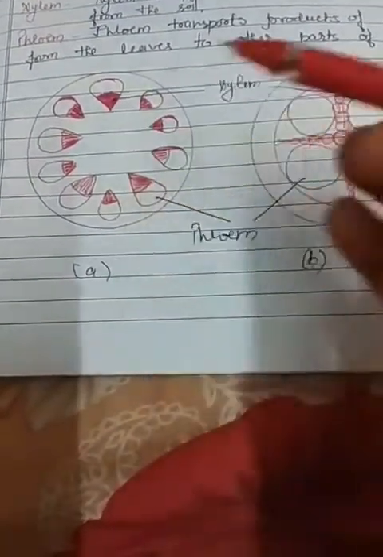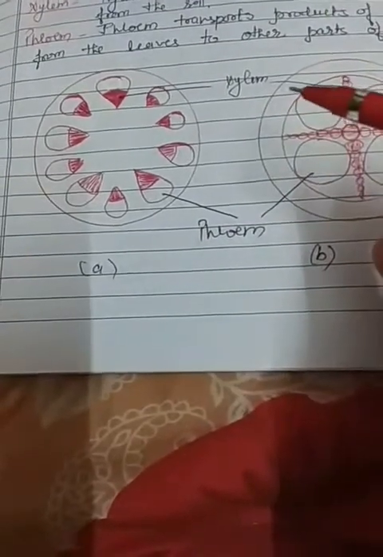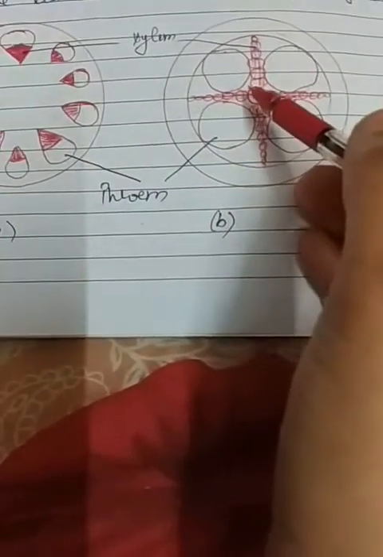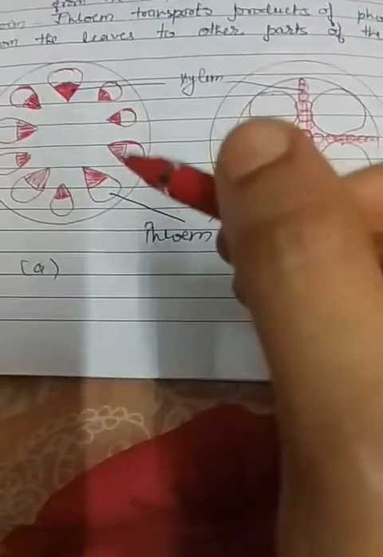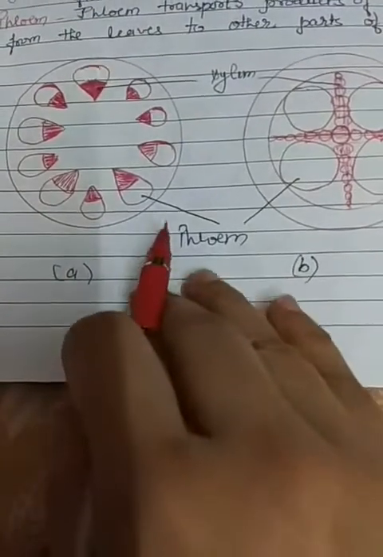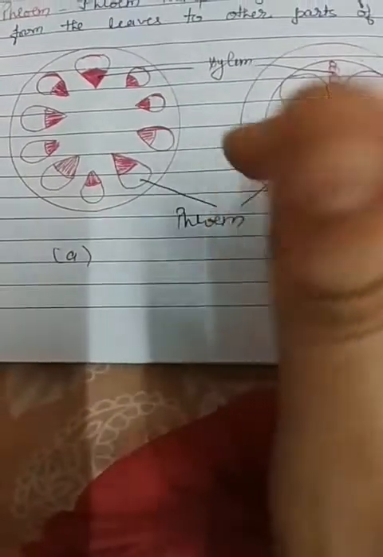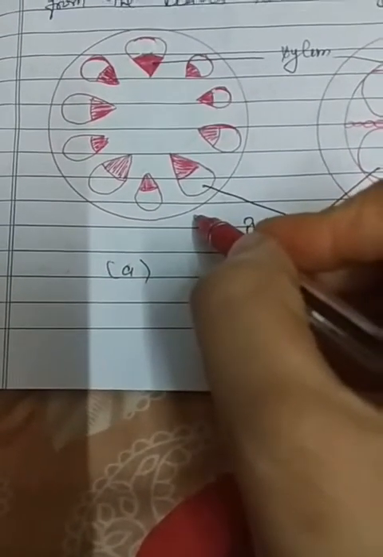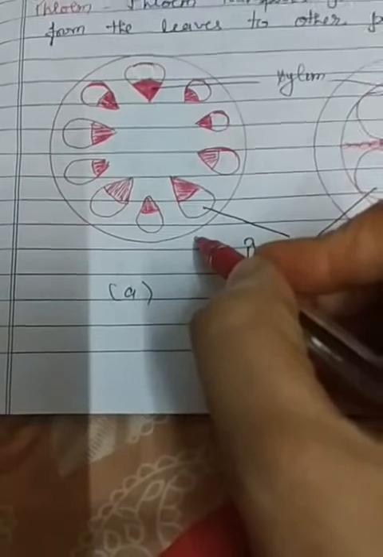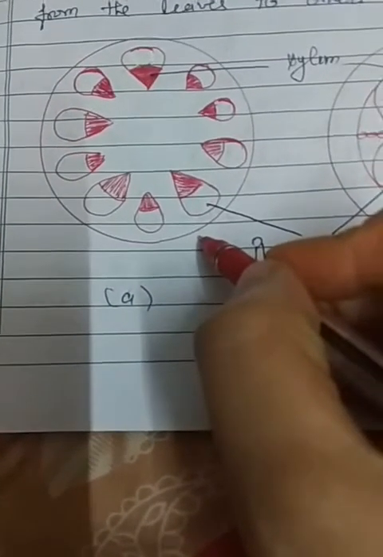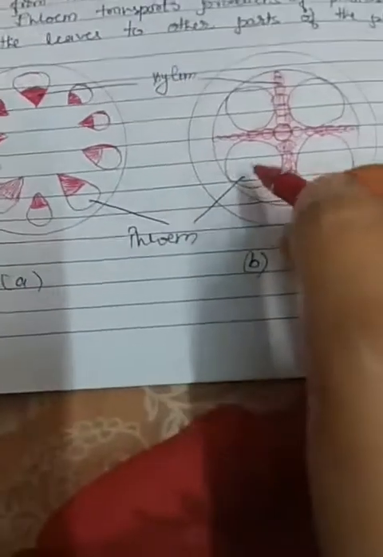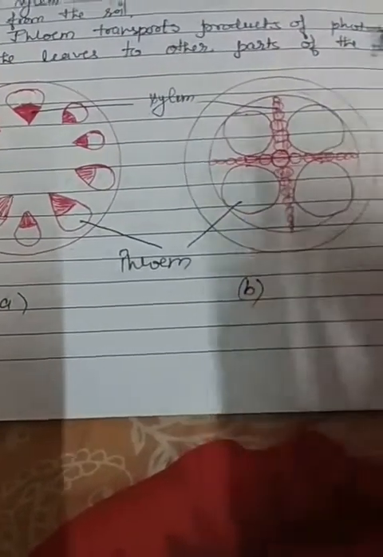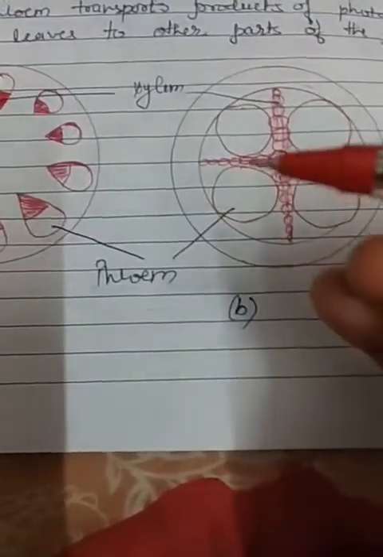Xylem transports water and minerals obtained from the soil, whereas phloem transports products of photosynthesis from the leaves to other parts of the plant. Xylem conducts water and minerals in one direction only, a unidirectional flow, whereas the phloem conducts food substances in both upward and downward directions.